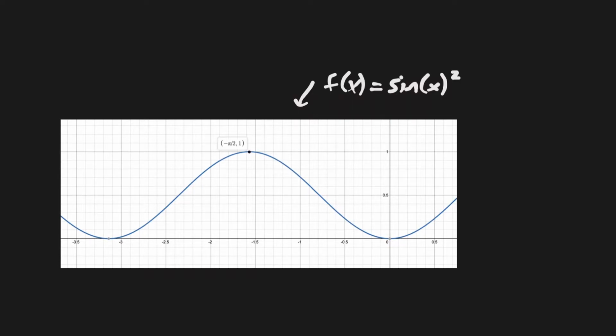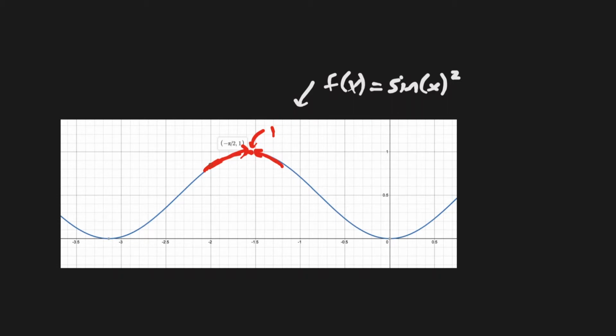So in order to evaluate this limit, what I'm going to do is look at the output values as x approaches negative pi over 2 from the left and from the right. As you will see, the f of x values, as x approaches negative pi over 2 from the left and from the right, those f of x values approach this single point, which is positive 1. And actually, that is your limit.